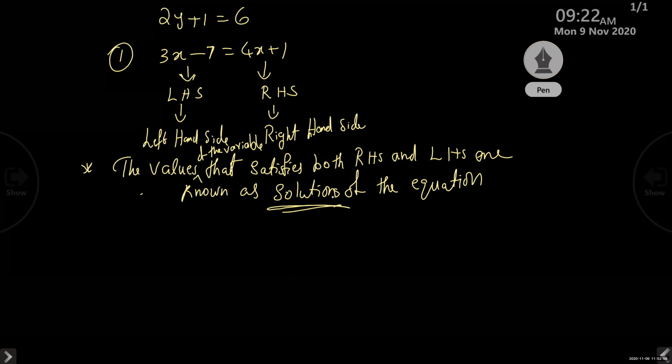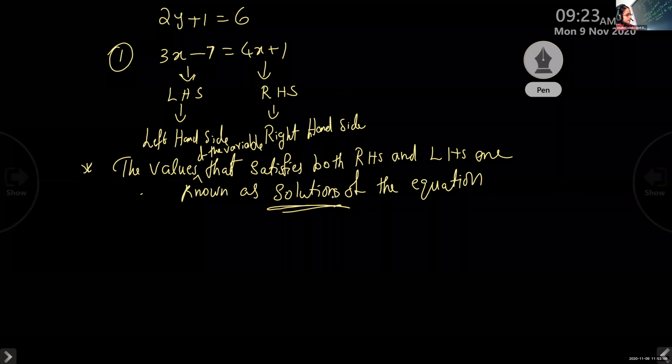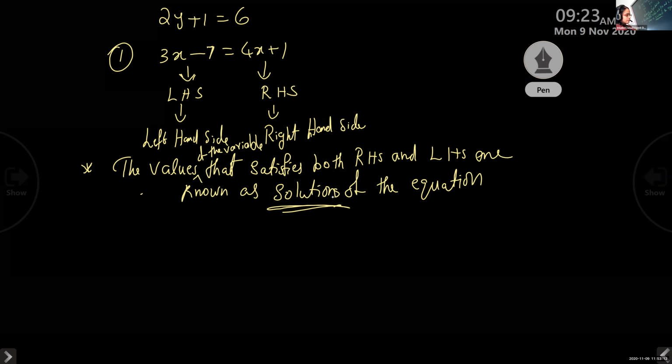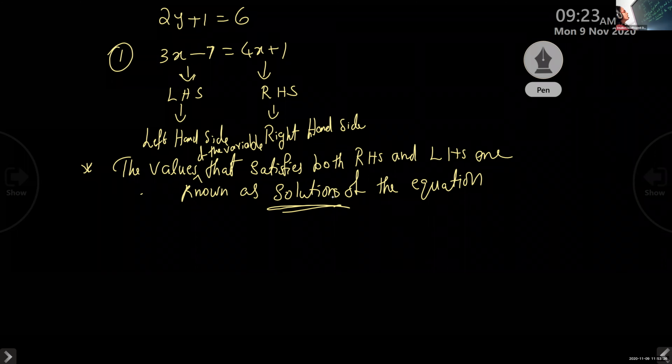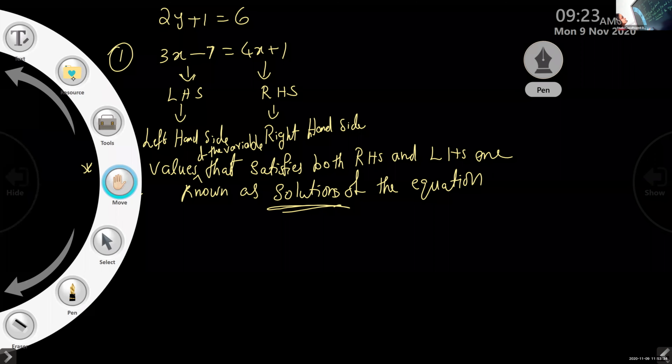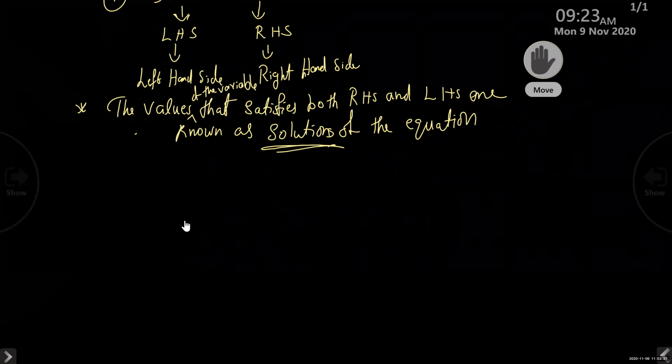The values of the variable that satisfy both RHS and LHS are known as solutions of the equation. All of you wrote? Yes, ma'am.